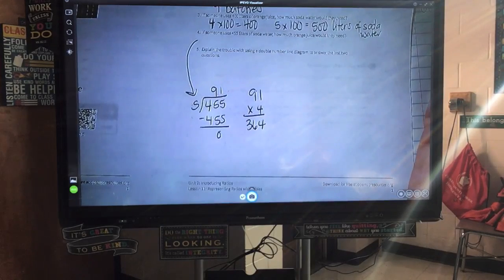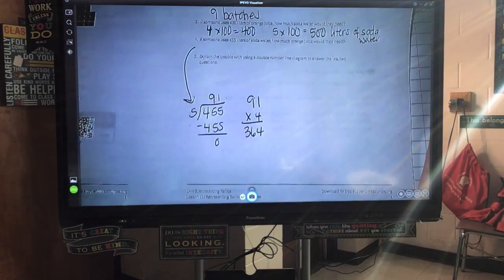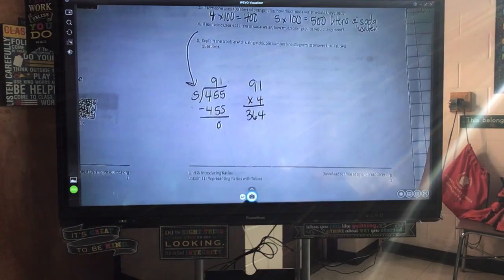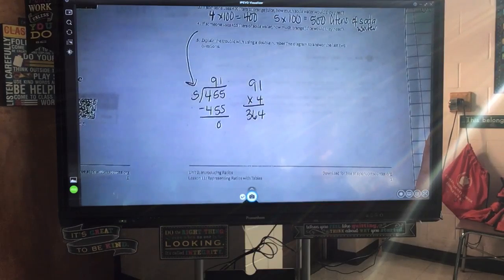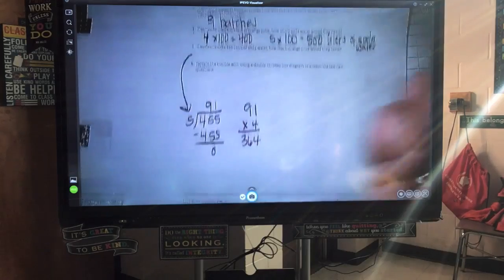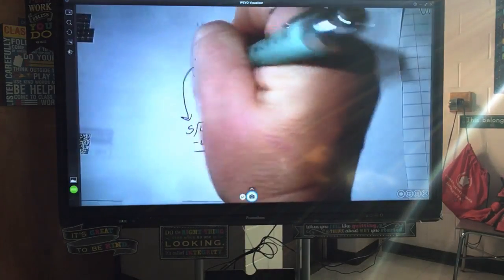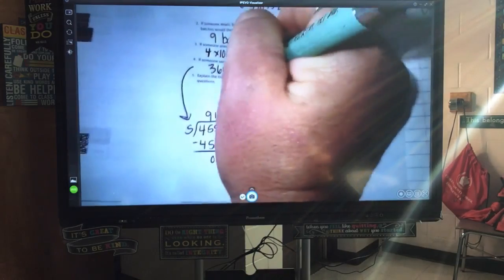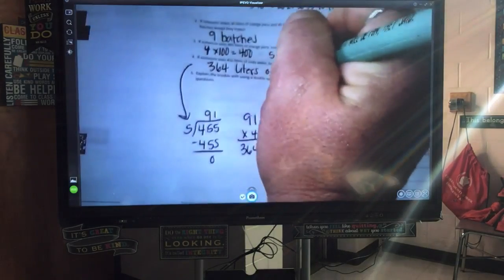How much orange juice are we going to need, y'all? Answers on the paper, all you have to do is read the number. Tyra. It's right here. How many liters are we going to need? 364 liters of orange juice.